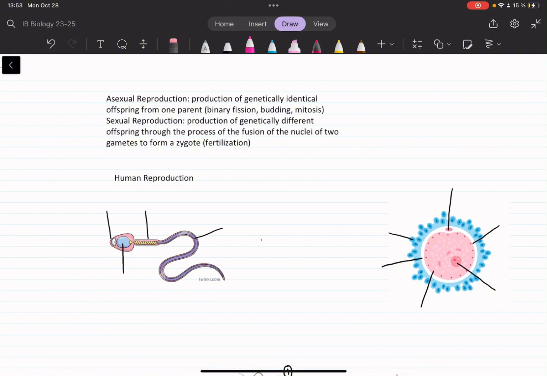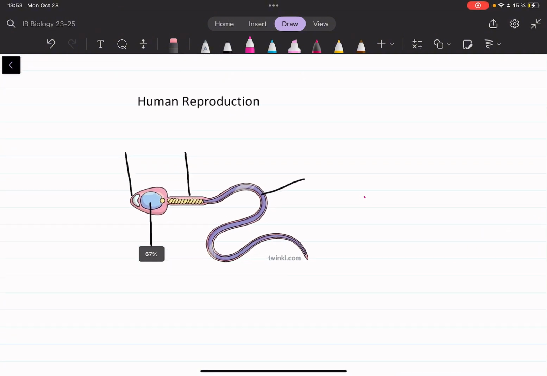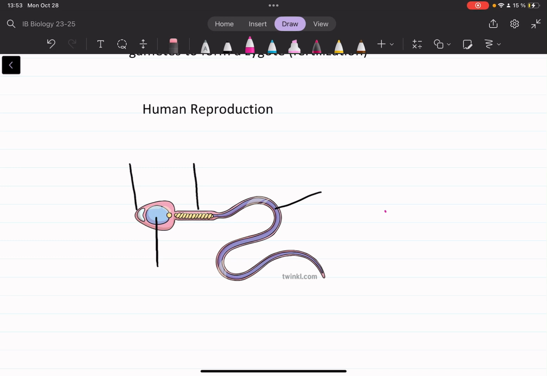So first thing I want to do is go over the two gametes, which, by the way, gametes are sex cells. And in humans, those are the sperm and the egg. So let's look at the structures of them. So the sperm, I would say we need to learn four different sections. And that is this tip over here called the acrosome.